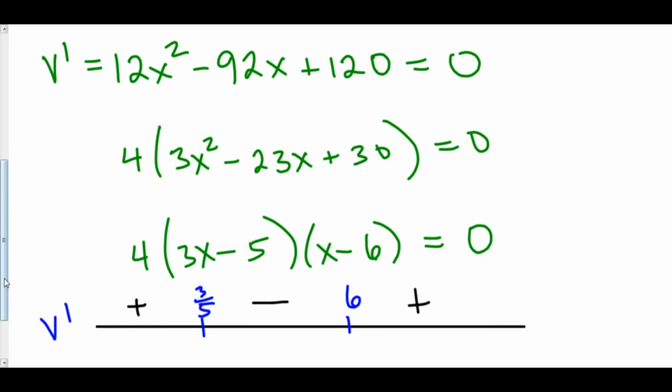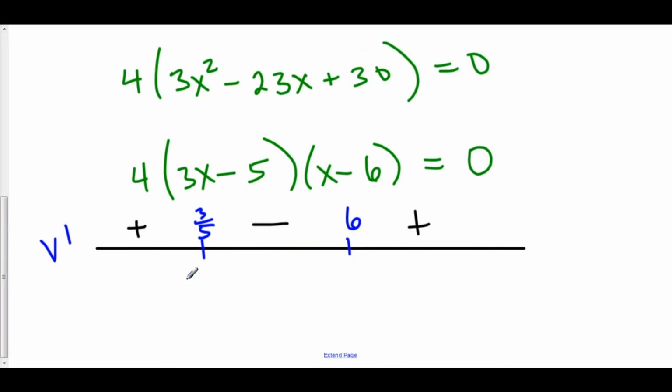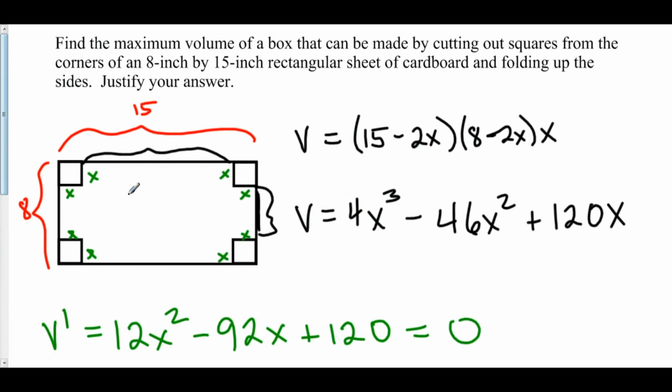That's positive out here. So that means that V has a relative max at x equals 5/3 because V prime is changing from positive to negative. And V has a relative min at x equals 6 because V prime is changing from negative to positive. We're more interested in this one right here, 5/3. That's the cool one. Alright, so we know exactly at what x value the volume is maximized.